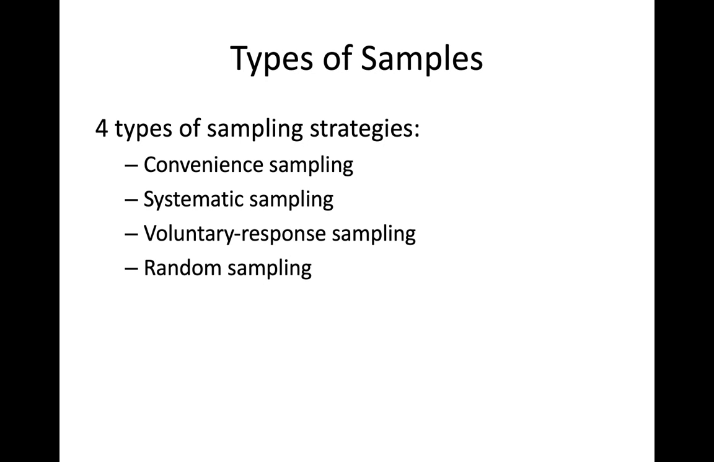In fact, these words, convenience, systematic, voluntary response, and random, pretty much define what each of these are. Well, let's look at the first one.